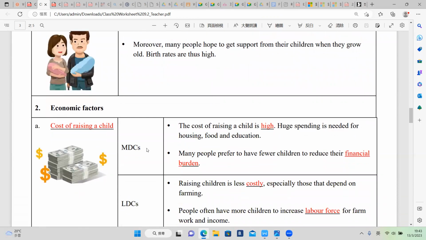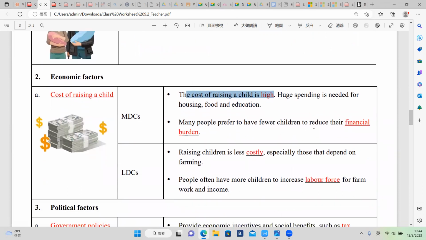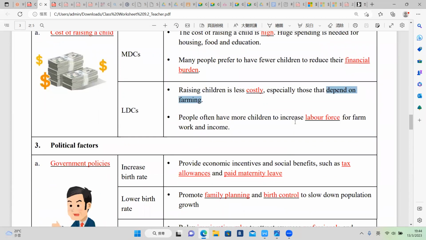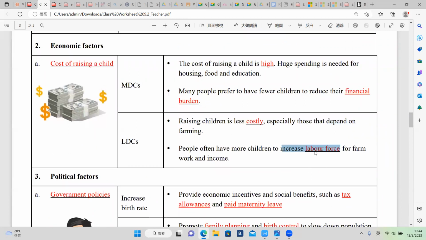Economic factors: the cost of raising a child is also a large problem. In the MDC, the cost of raising a child is high, and the spending goes to housing, food and education. Many people prefer to have fewer children to reduce their financial burden. Raising children is less costly in LDC, because they just depend on farming. If they have enough food, it will be okay. People often have more children to increase their labor force for farm work and income. So LDC may have more children, and MDC may have fewer children in that sense.